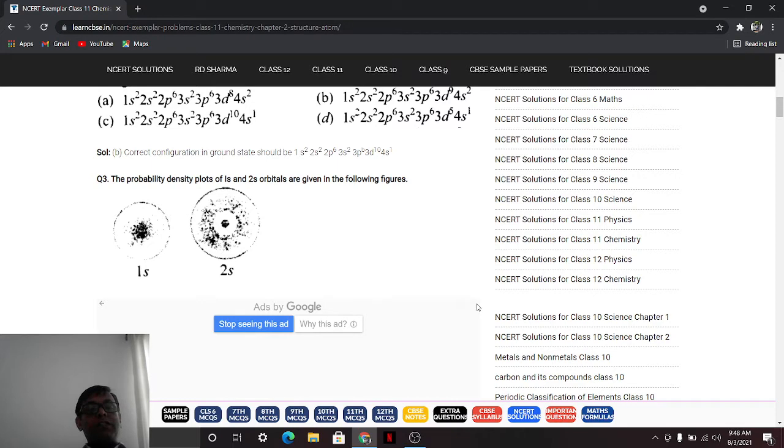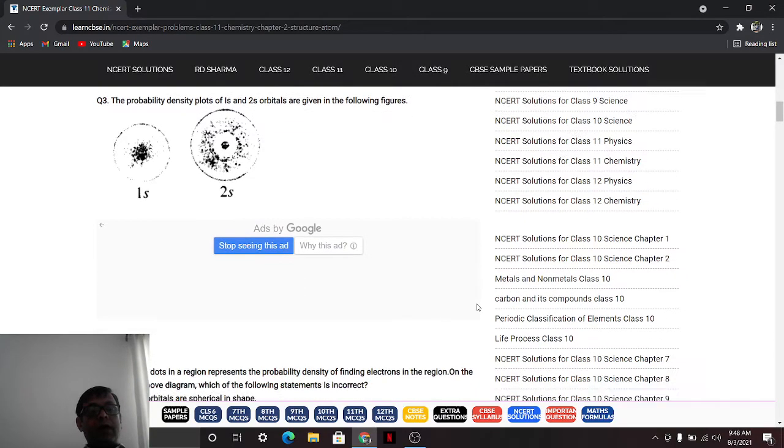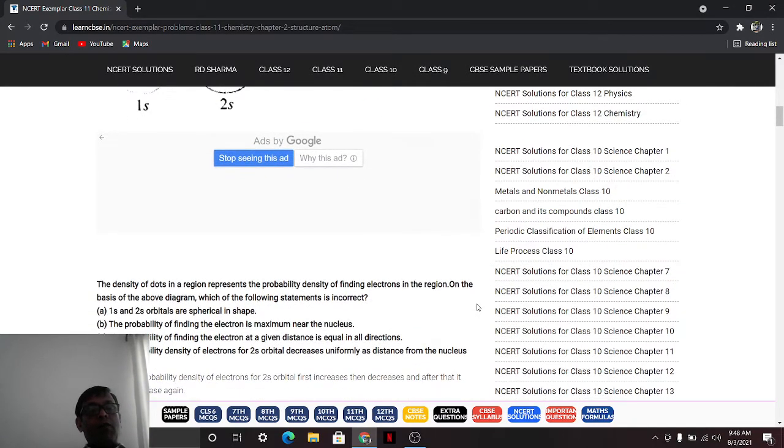Probability density plots of 1s and 2s orbitals are given in the following figures. Density of dots in a region represents the probability density of finding the electrons in the region. On the basis of the above diagram, which of the following statements is incorrect?